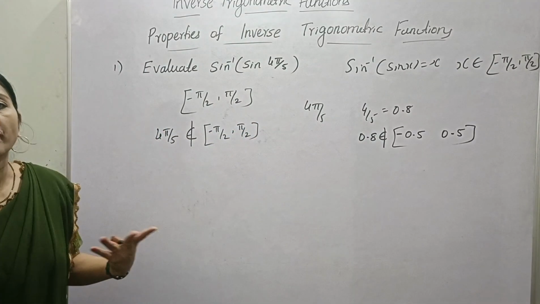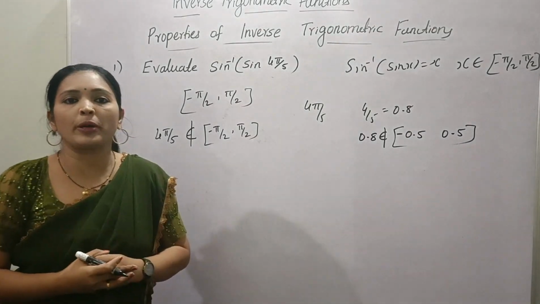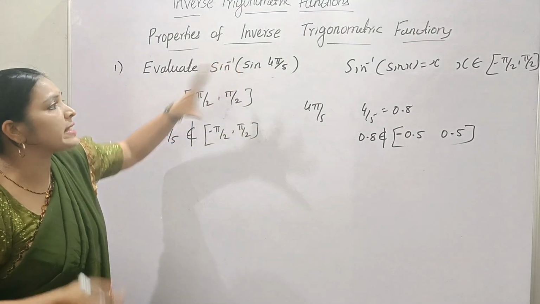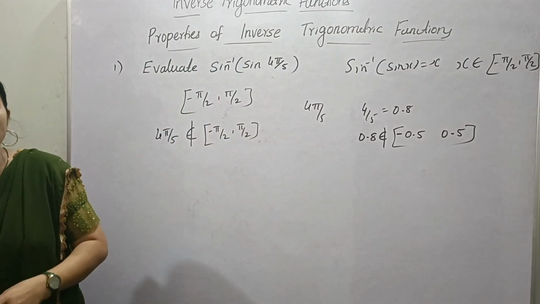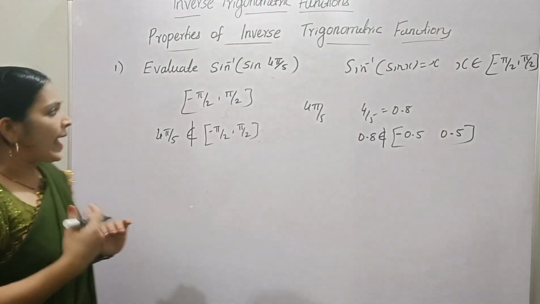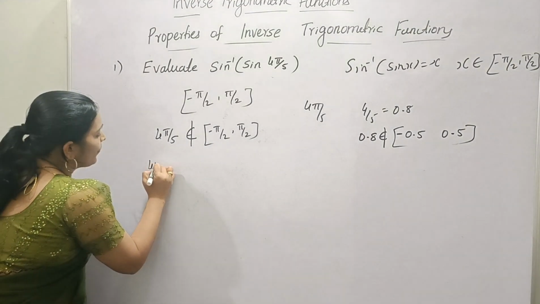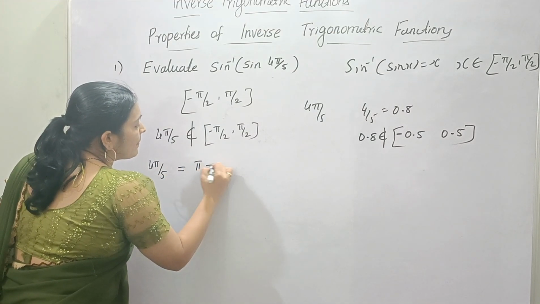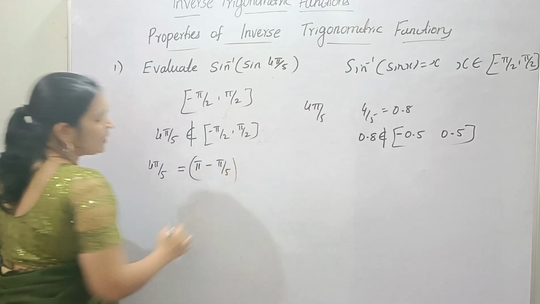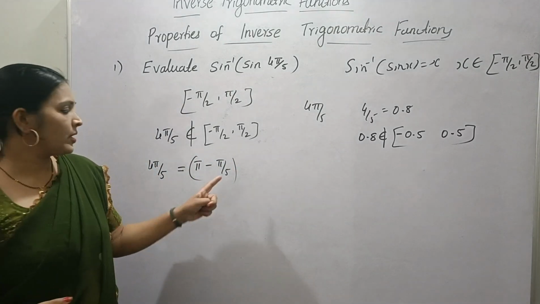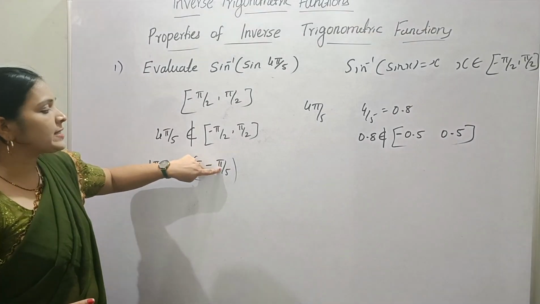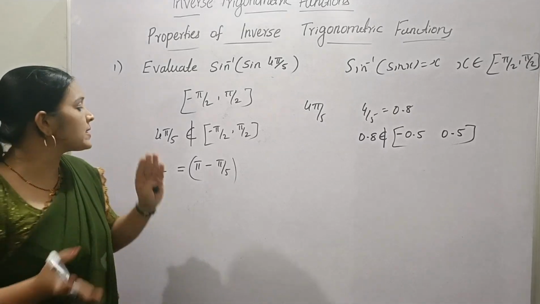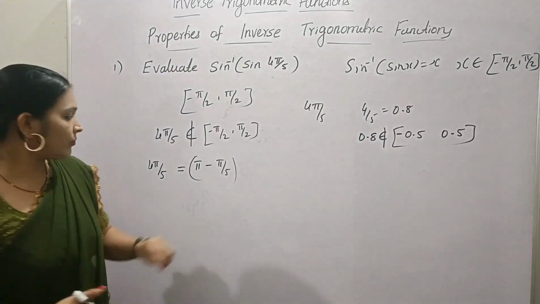Okay, then how to find the value of sine inverse of sine 4 pi by 5? See, if this 4 pi by 5 does not belong to this interval, we cannot say sine inverse of sine 4 pi by 5 is 4 pi by 5, right? So here, another way we can write, 4 pi by 5 can be written as pi minus pi by 5, isn't it? What is pi minus pi by 5? 5 pi minus pi, that is 4 pi by 5. So, 4 pi by 5 can be written as pi minus pi by 5.